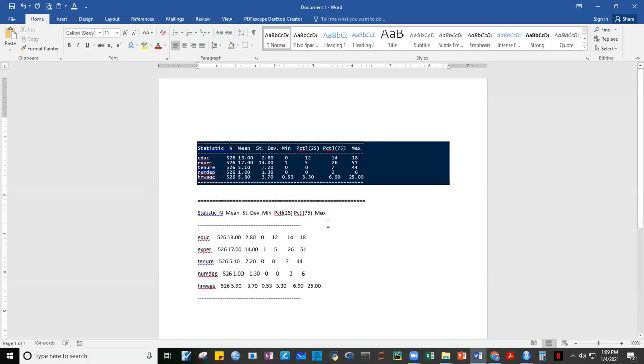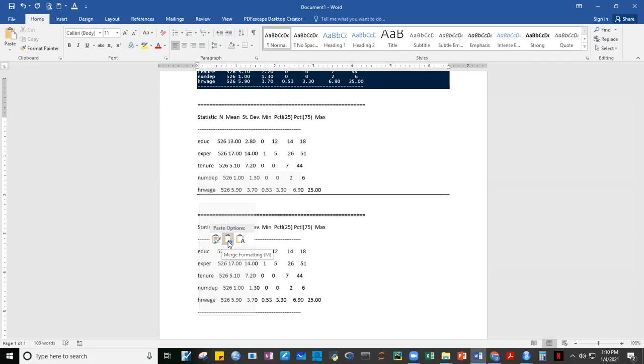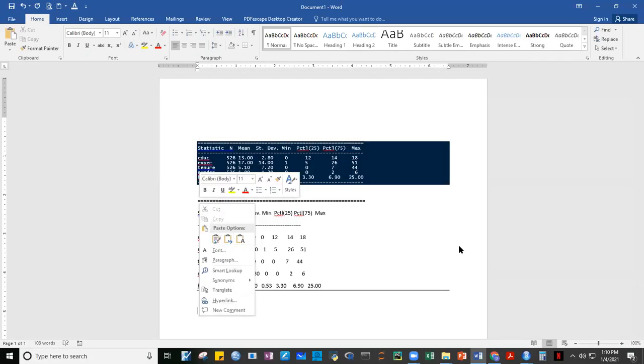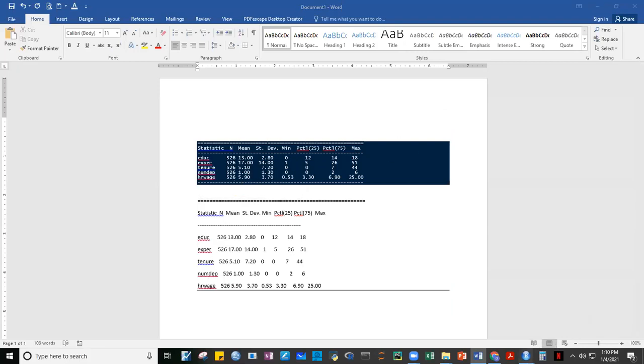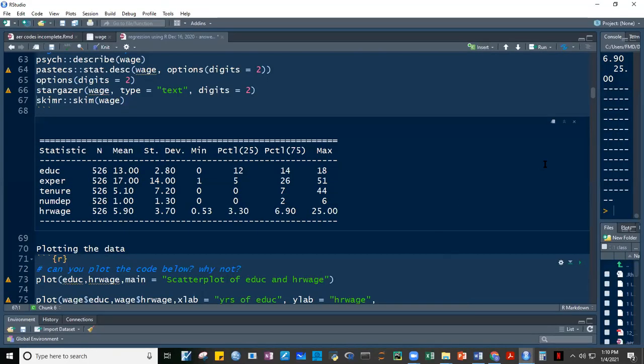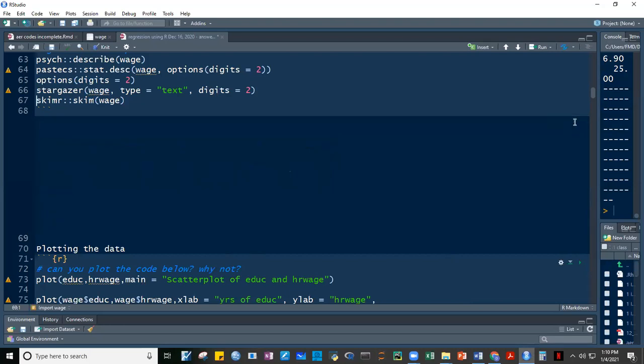It can also be copied as text. Merge formatting, keep source formatting. So there are different ways to copy, guys. That's the advantage of using Stargazer. Okay, any questions so far? Questions? None, sir. Okay, thank you.